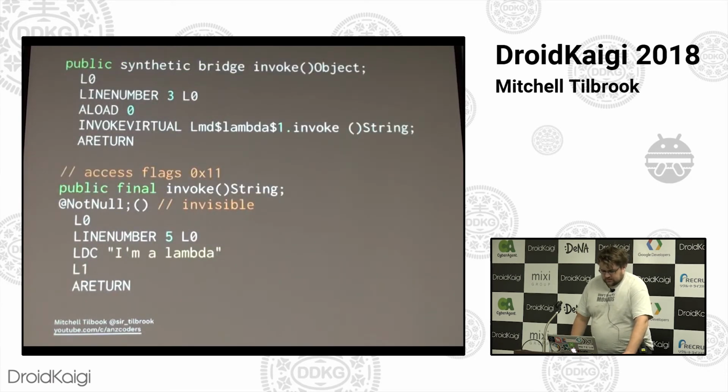And if we go look at the invoke function, we can see that we've got the synthetic invoke, which returns the object. This is just because of the way generics work in the JVM. And then we have our actual implementation, which is going to return the type that we've typed the lambda for. In this case, we're just returning a string that says, I am a lambda.